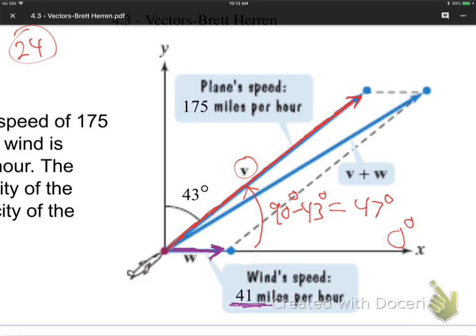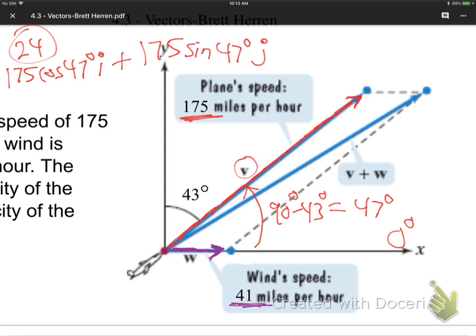So it's going to be what? 175 miles an hour. So 175 cosine 47 i plus 175 sine 47 j. That's going to be the plane's engine vector. That's the V they're calling it. And then what's going to be the wind vector? Let's write that over here. What's the wind vector?